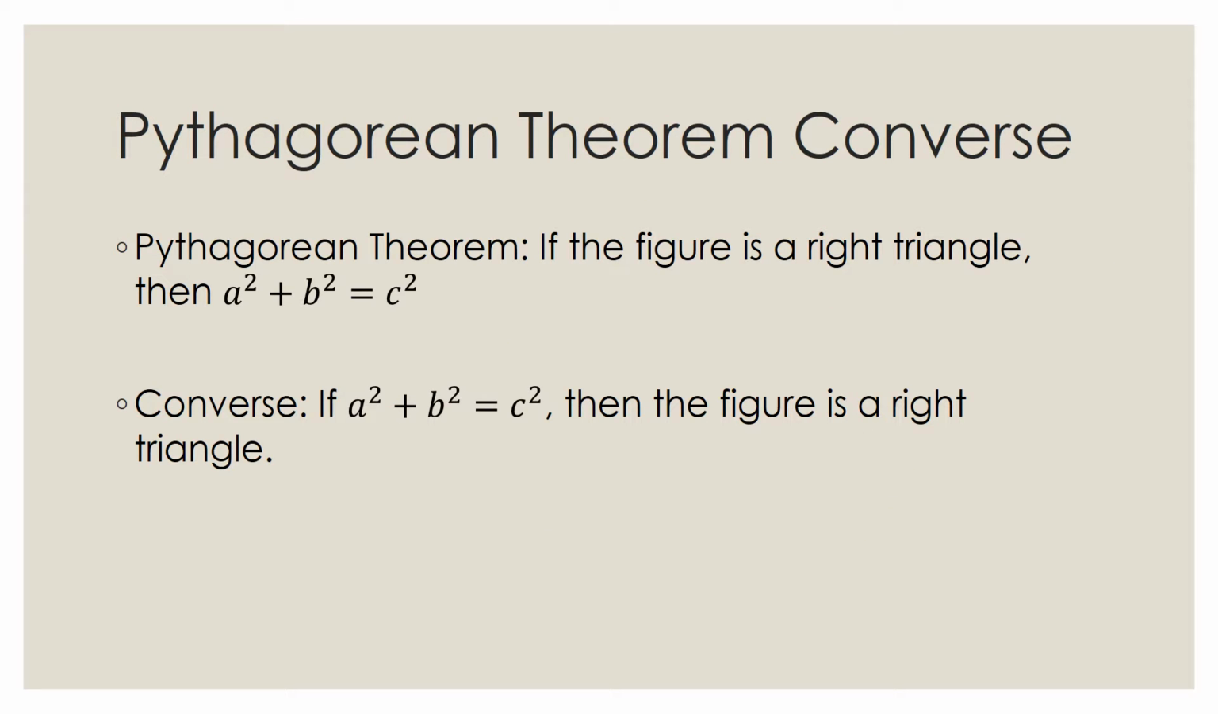We said at the beginning that the Pythagorean theorem is a conditional statement: if the figure is a right triangle, then a squared plus b squared is equal to c squared. With the converse, we go back to our vocabulary, and we know that our hypothesis and our conclusion are going to switch. In the original theorem, if the figure is a right triangle, that's our hypothesis, so it's now going to become our conclusion. And our original conclusion, a squared plus b squared is equal to c squared, becomes our new hypothesis. So the converse says, if a squared plus b squared is equal to c squared, then the figure is a right triangle.